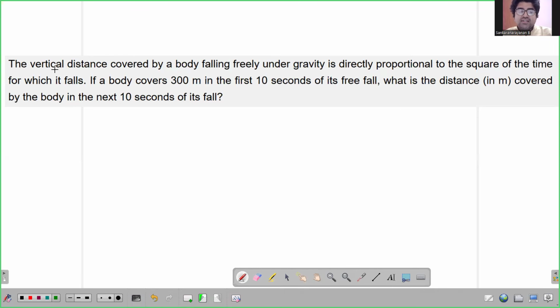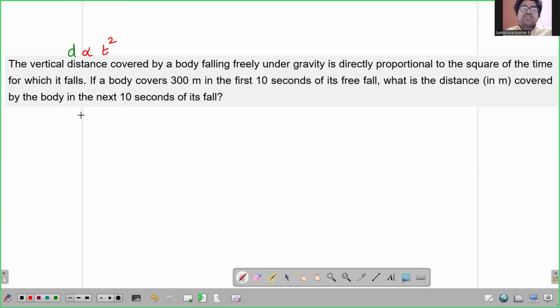Take a look at the question. The vertical distance covered by a body, that too a freely falling body under gravity, is proportional to the square of the time for which it falls. Now they are giving you a data point here. If a body covers 300 meters in the first 10 seconds, so it's a cumulative distance covered, what is the distance in meters covered by the body in the next 10 seconds of its fall?